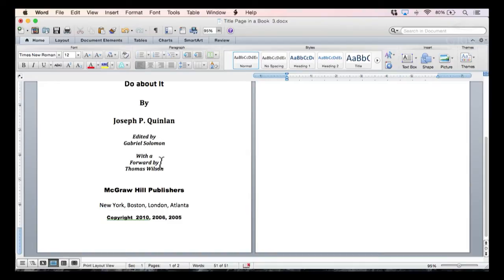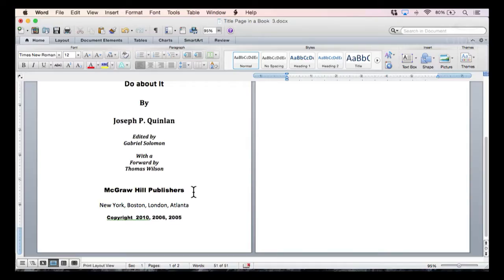And the foreword, you would only cite it if you actually quote that part of the book. If you put in, say, a paragraph that Thomas Wilson wrote in the foreword to the book, then you do give him credit for that. But most people don't quote the forewords, and if you don't use it, then you don't have to give him any credit.